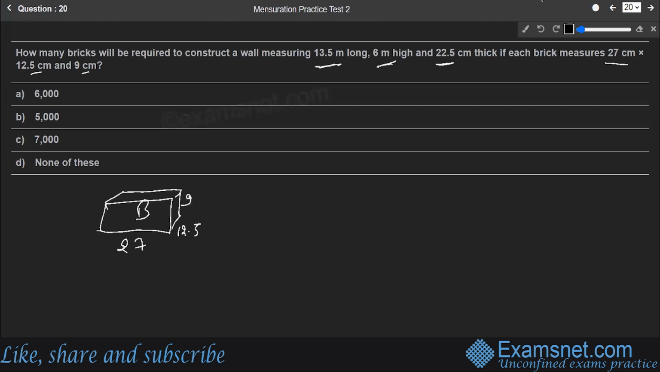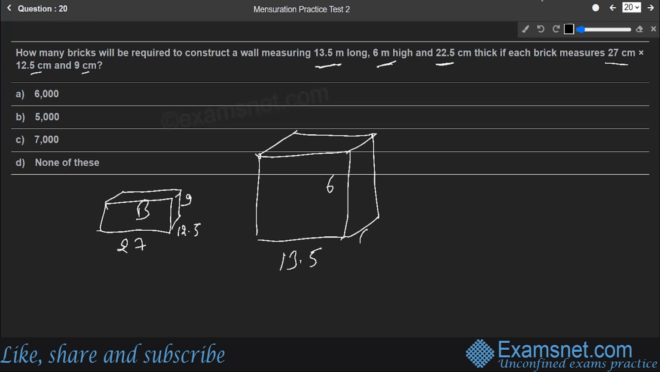These are the dimensions of the brick, and the wall that is to be constructed has a dimension of 13.5. Let's say this is the big wall that is to be constructed like this. This big wall has the dimensions 13.5 meter long, 6 meter high, and 22.5 centimeter thick. So these are the dimensions.